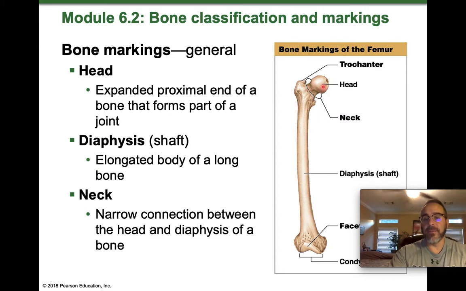So head of the femur, and this is the neck of the femur. Now up here, this is called the greater trochanter, and then down here is called the lesser trochanter, and we'll talk about that more when we get to anatomy.